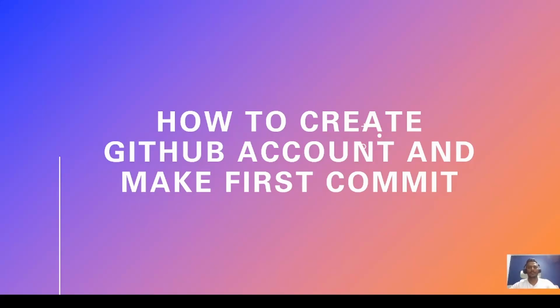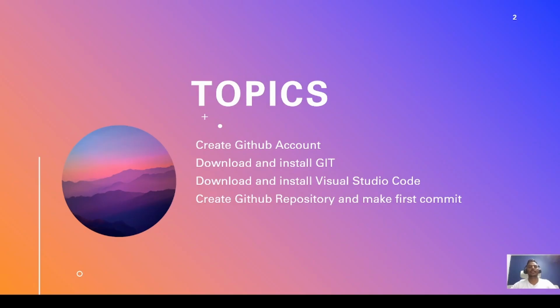Welcome to this tutorial where we're going to see how to create a GitHub account and create a repository, download and install Git, download and install Visual Studio Code, and create a GitHub repository and make our first commit. So let's begin. In order to start, we have to go to our browser.